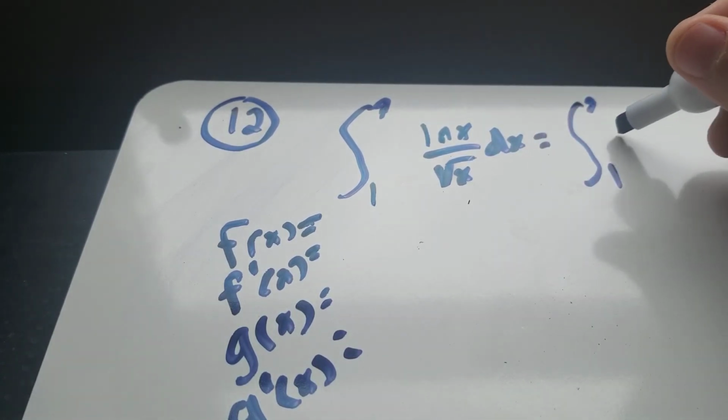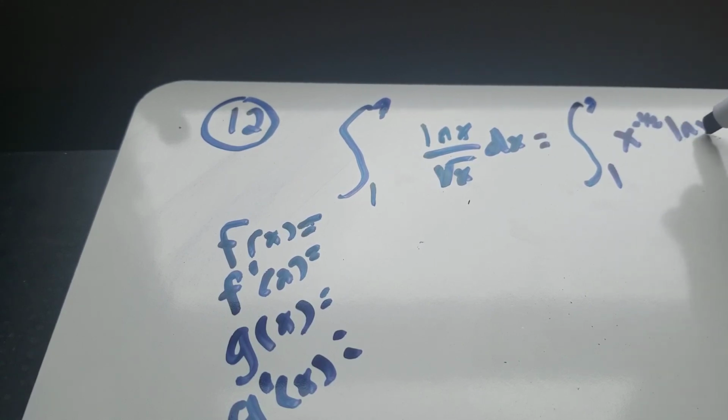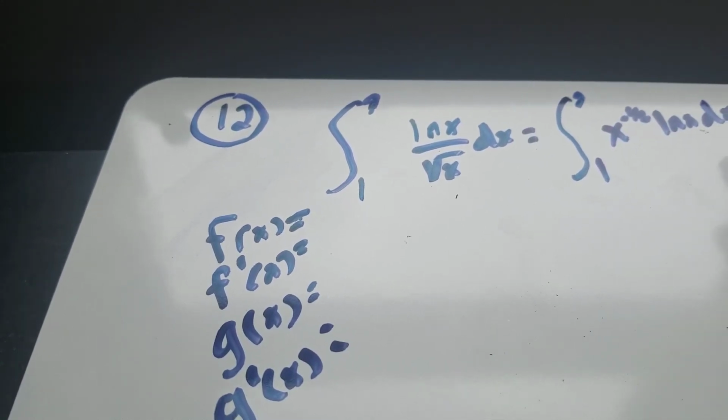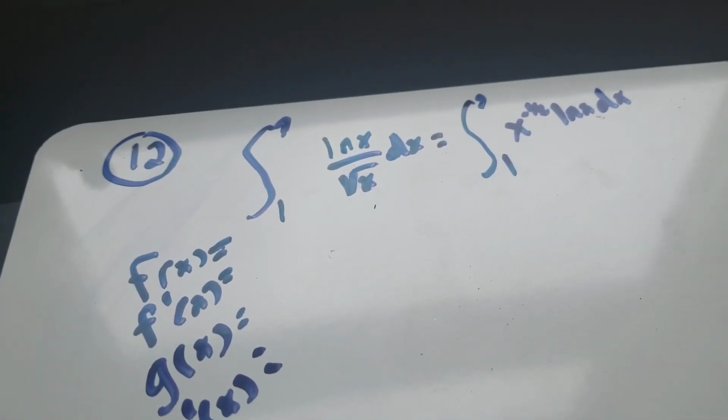Square root of x is going to be written as x to the negative half power times ln x dx. So I would recommend rewriting it as a power because it makes it a lot easier to visualize the integration of it.